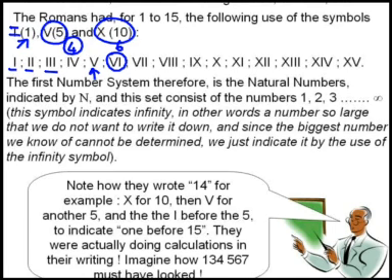6 is 1 past 5, 7 is 2 past 5, 8 is 3 past 5, 9 is 1 before 10, 11 is 1 after 10, then 12, 13 will be 3 after 10, and 15 will be written as 10 and 5, but then 14 is 10 and 1 before 5. So it's 10 and 4 will give you 14. So that's how the Roman number system actually worked.